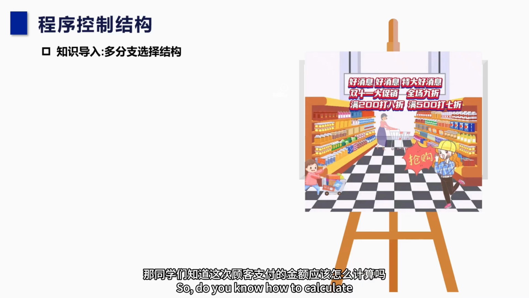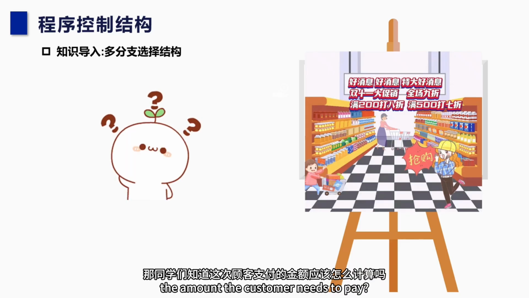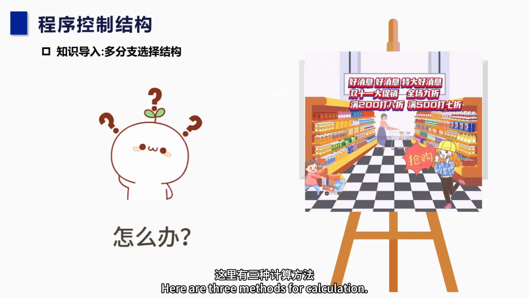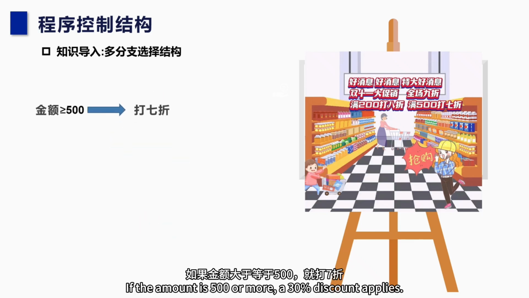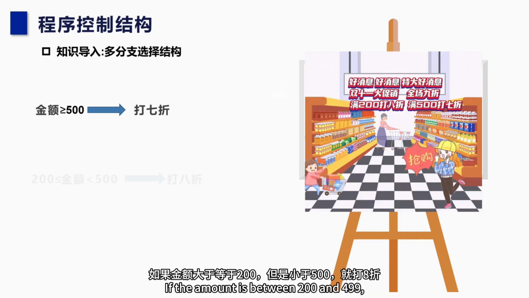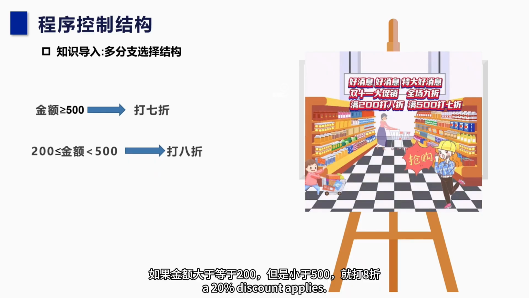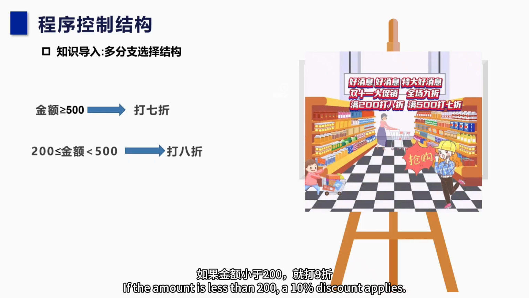So, do you know how to calculate the amount the customer needs to pay? Here are 3 methods for calculation. If the amount is 500 or more, a 30% discount applies. If the amount is between 200 and 499, a 20% discount applies. If the amount is less than 200, a 10% discount applies.